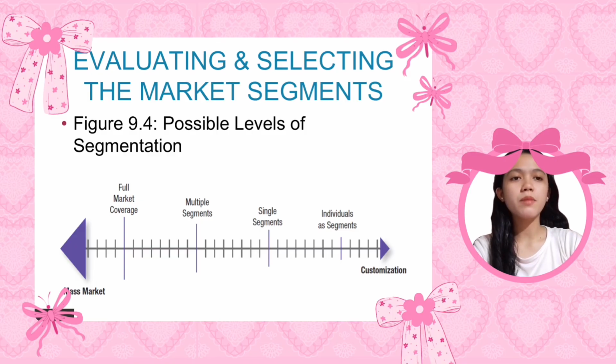Evaluating and selecting the market segments. In the figure, it starts with mass market on one end. It represents broad and undifferentiated targeting, and it moves towards customization on the other end, representing highly personalized marketing. Full market coverage is serving all customer segments with different products. Multiple segments: targeting several specific segments with tailored strategies. Single segment: focusing on one specific segment. And individuals as segment: treating each customer as a unique segment.